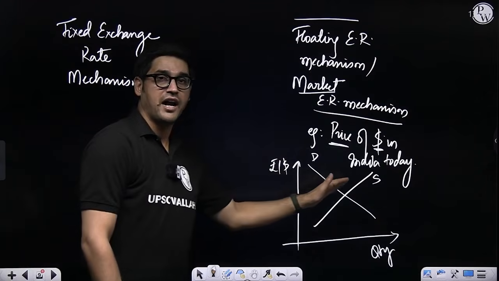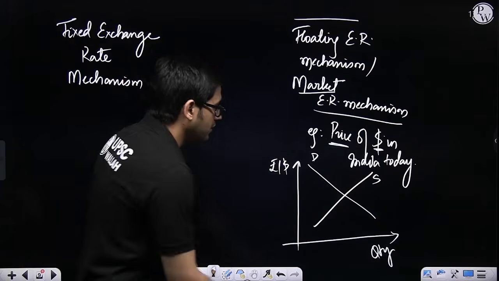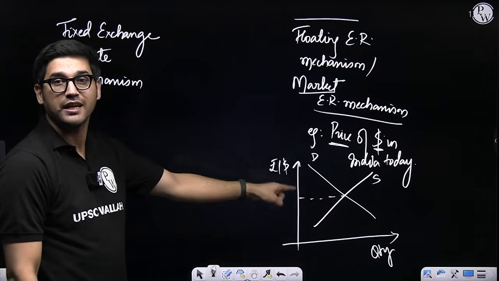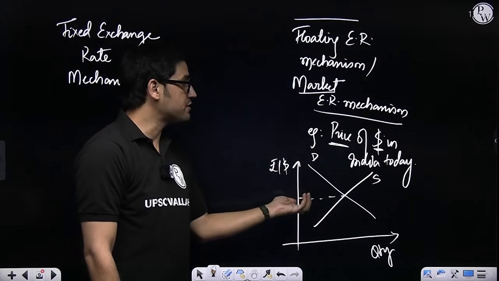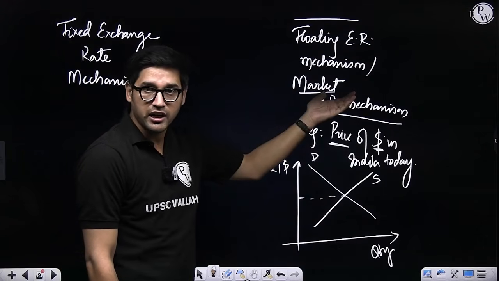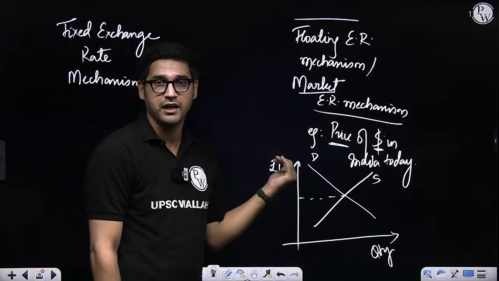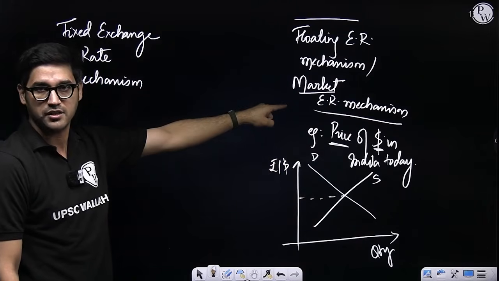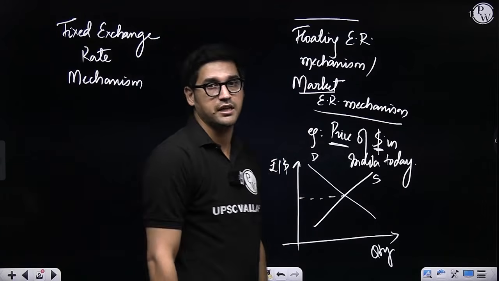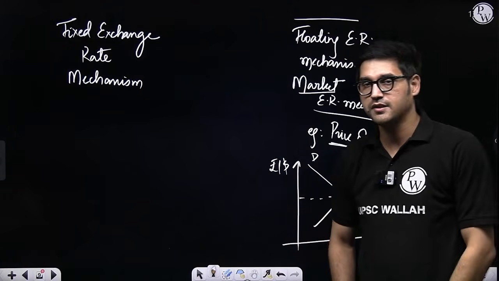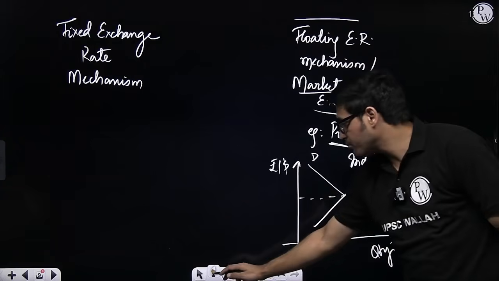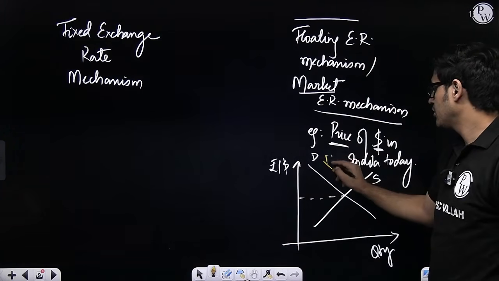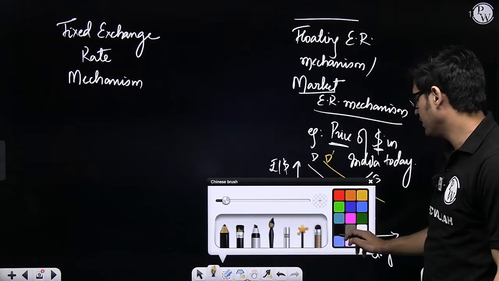When the demand and supply interact with each other, you will have a price. This price is what is called the exchange rate. And since this price is being decided through the market mechanism, through the market forces of demand and supply, therefore, this type of an exchange rate mechanism is also going to be called the market exchange rate mechanism or the floating exchange rate mechanism. Get this? Now, what can happen to demand? Demand can either increase or demand can even reduce.